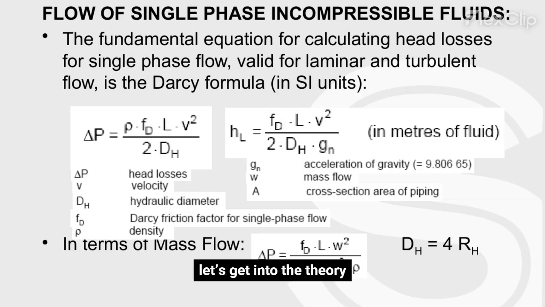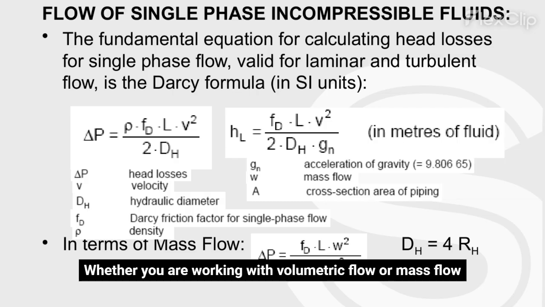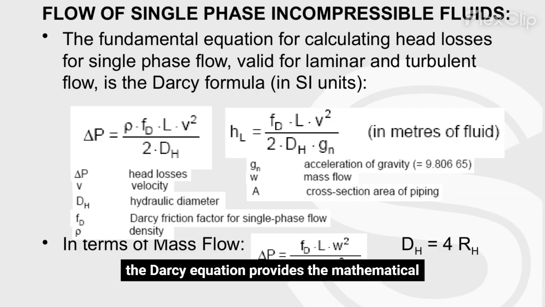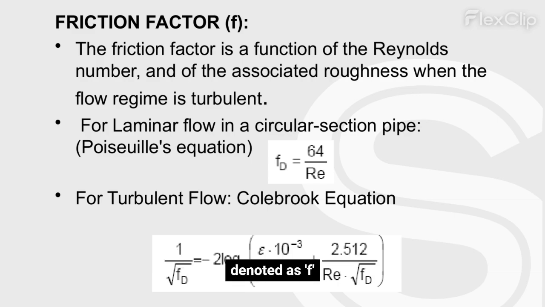Now, let's get into the theory. For single-phase incompressible fluids, we rely on the Darcy formula. This is the gold standard for calculating head losses in both laminar and turbulent regimes. Whether you're working with volumetric flow or mass flow, the Darcy equation provides the mathematical foundation for our pressure drop calculations. A critical component of the Darcy formula is the friction factor, denoted as F.